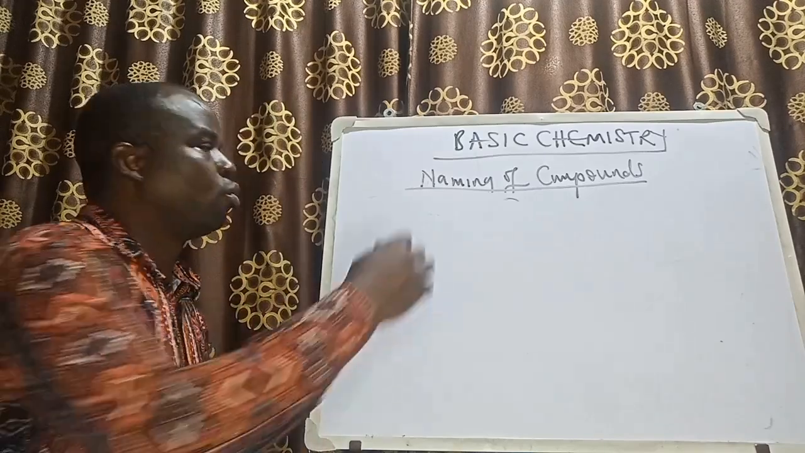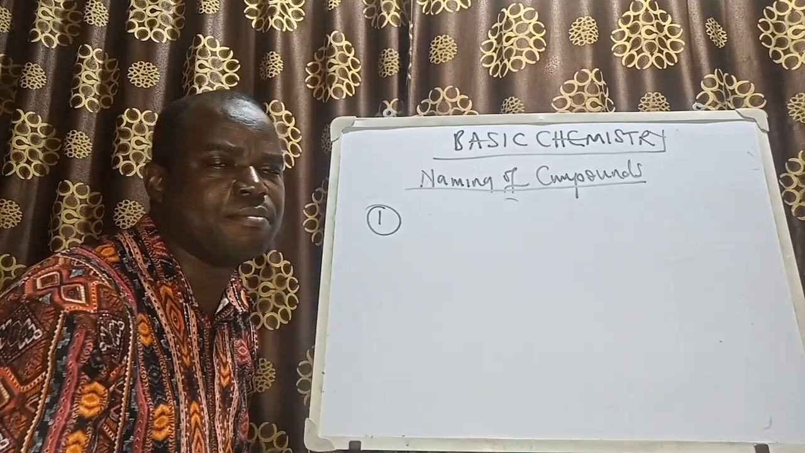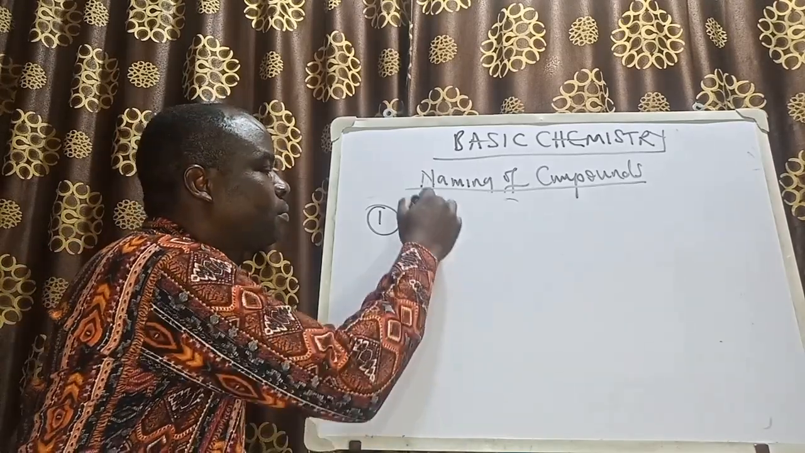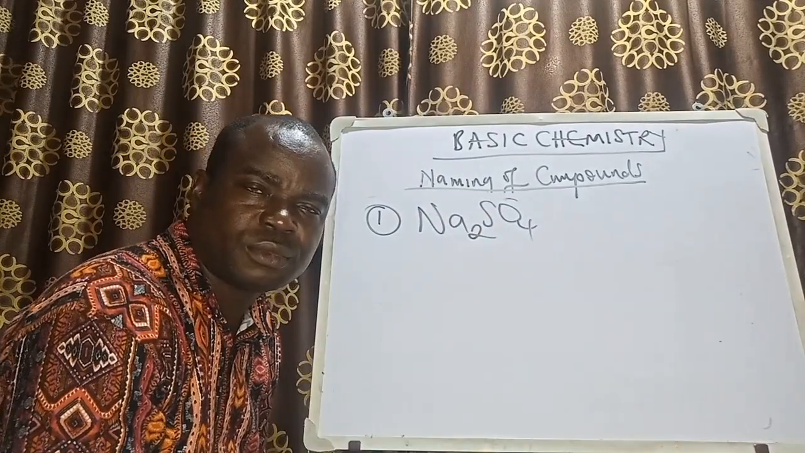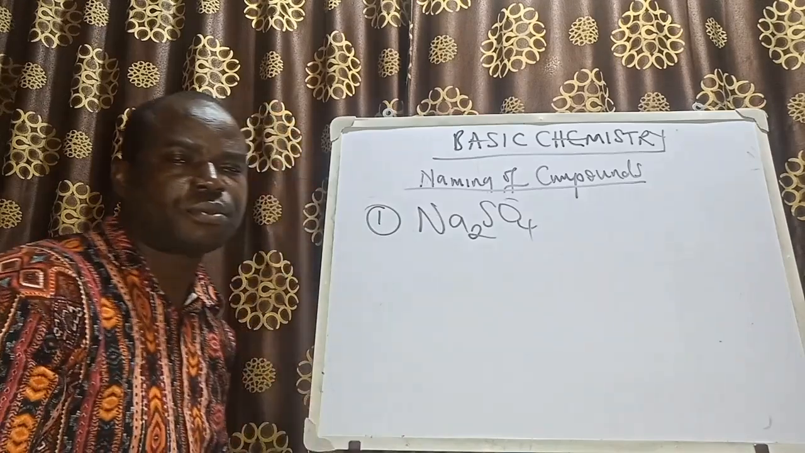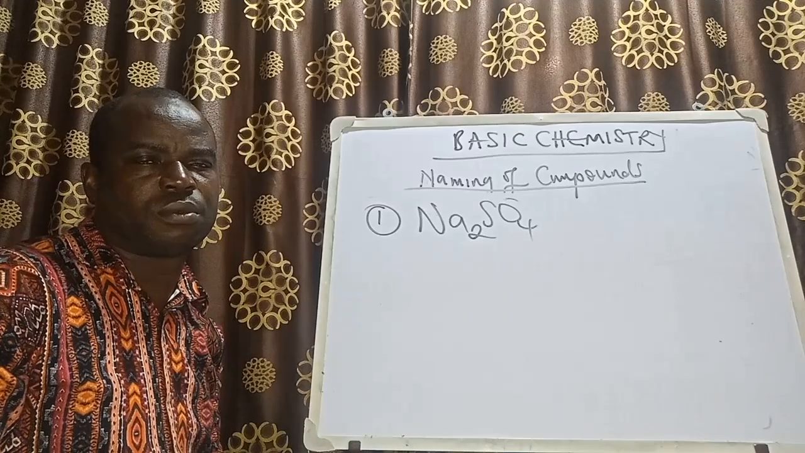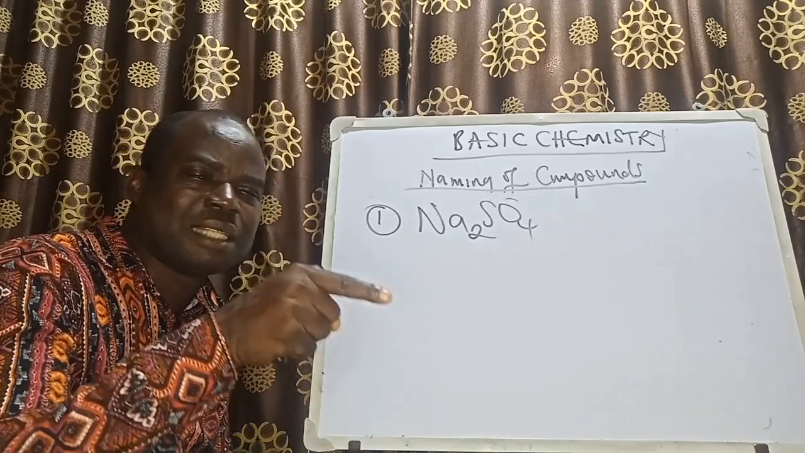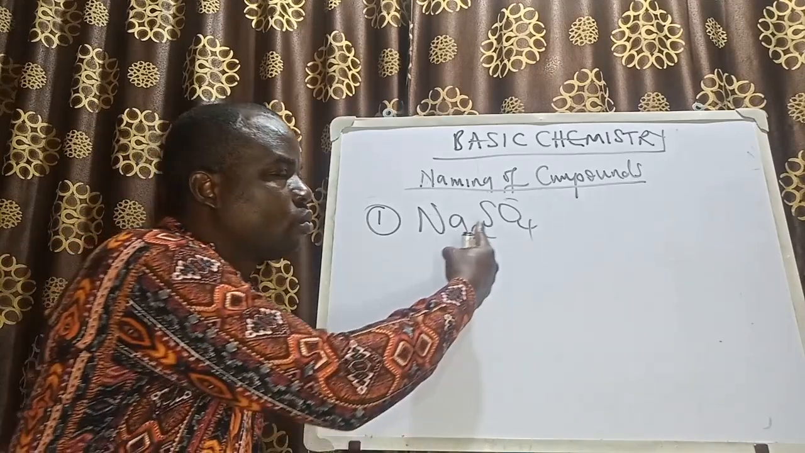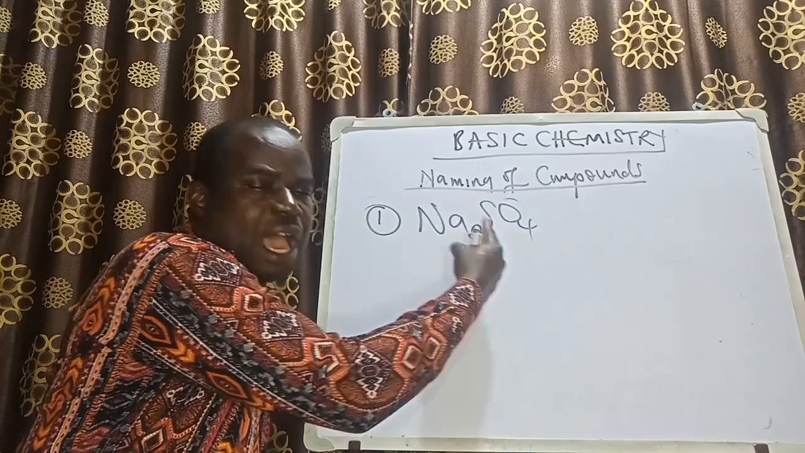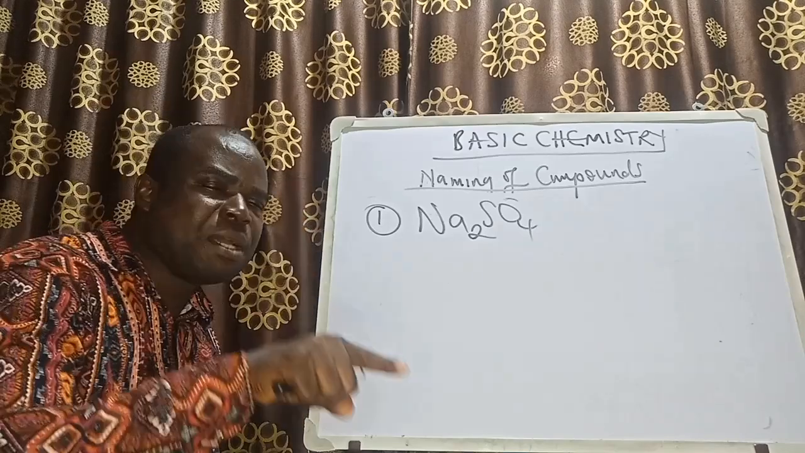Now, let's begin. Number one, if I ask you to give me the IUPAC name of a compound like Na2SO4, I ask you to name the compound. Pay attention very well. What you will do is look at the element that is in the middle. The element in the middle here is sulfur. So I have sodium and oxygen, but the element in the middle is the element of interest now.